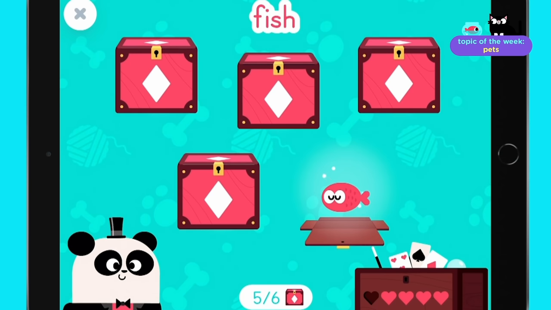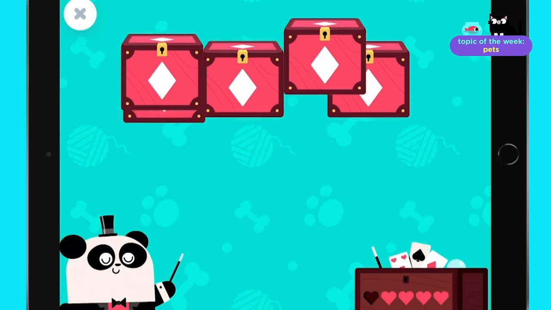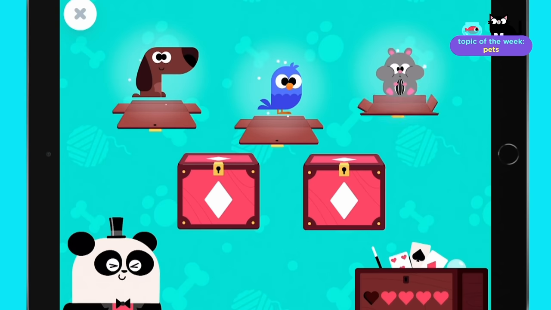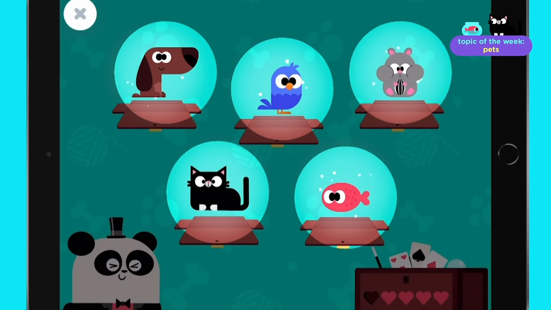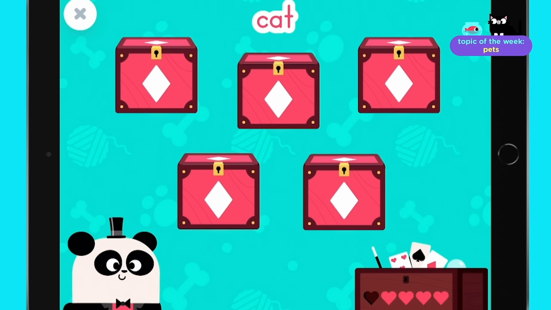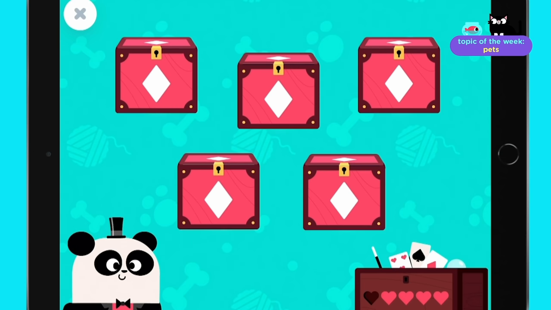Fish. Look at the pictures and try to remember them. Cat. Great! You found the cat. Try with one more.